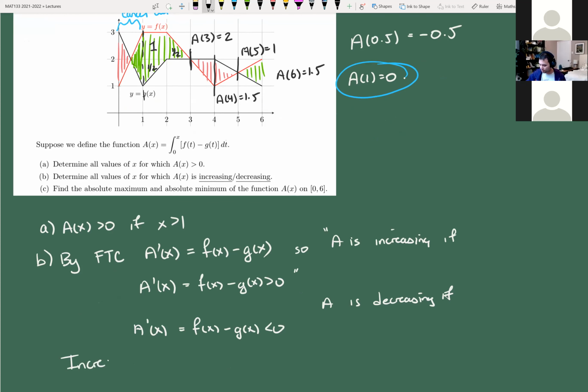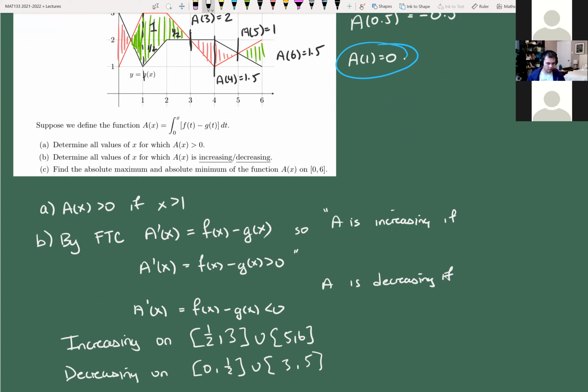On, let's see, what is that? That's 1/2 to 3 union 5, 6, right? And decreasing on everything else. So decreasing on 0 to 1/2 union 3, 5. I guess I should use open intervals. We wouldn't deduct marks for that.